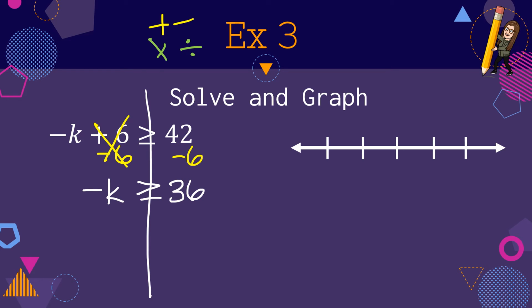Now be careful, I'm not done. There's a negative in front of that k, so let's talk about what number's there. Technically, that's a negative 1k. That means negative 1 times k is what's happening there. So instead of times negative 1, we're going to divide both sides by negative 1.